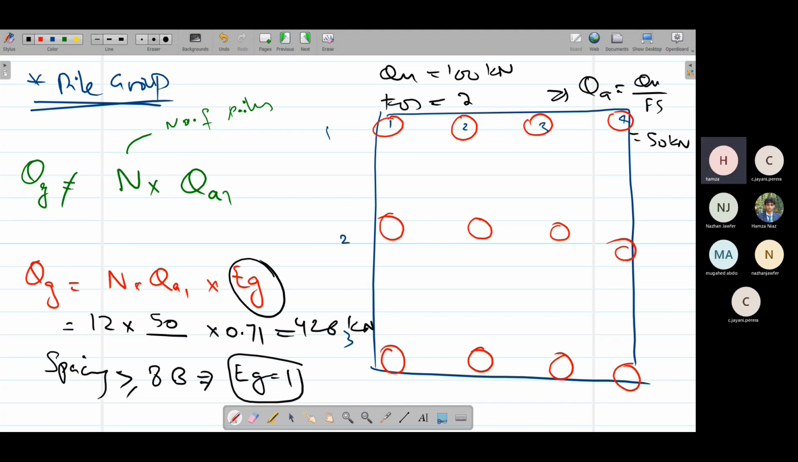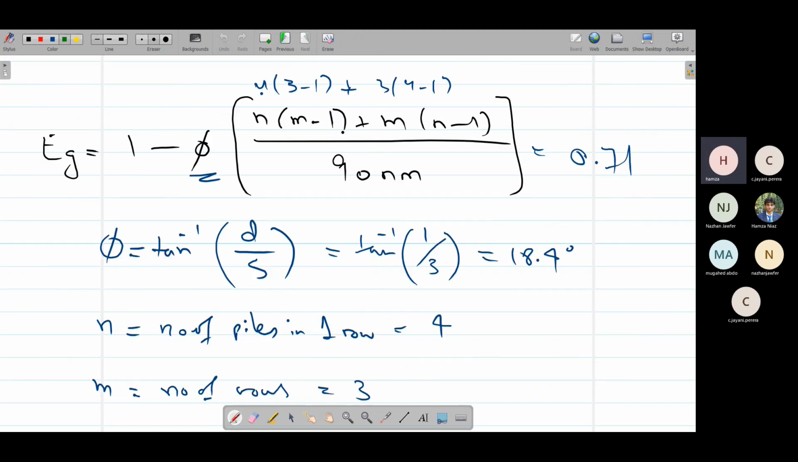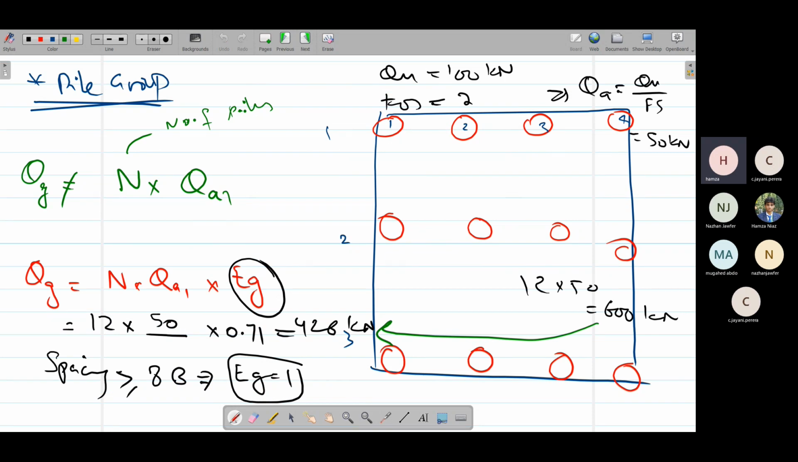Actually, if we multiply 12 by 50, we'll get the value of 600 kilonewtons. So due to the closer spacing between the piles, this capacity is reduced from 600 to 428, because stress is overlapping between the piles. Any problem in calculating the efficiency of pile group?